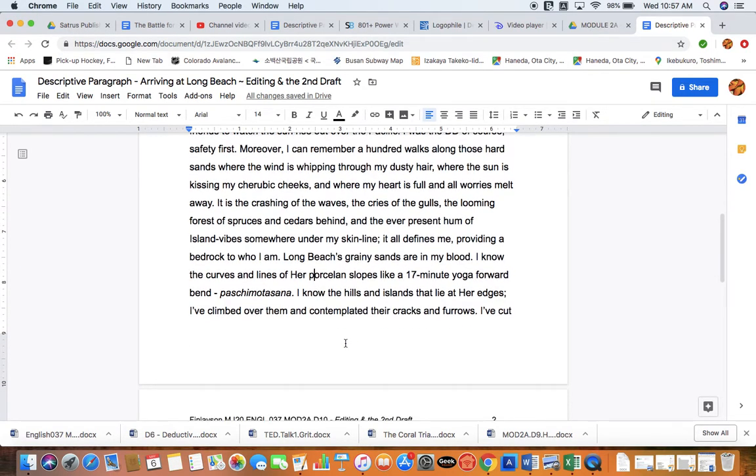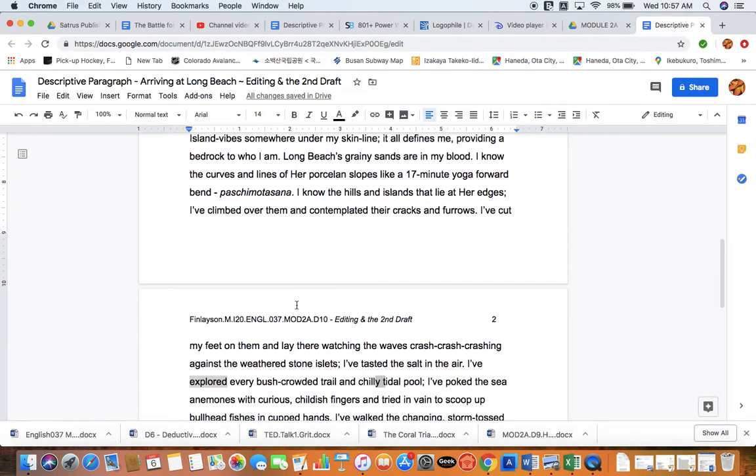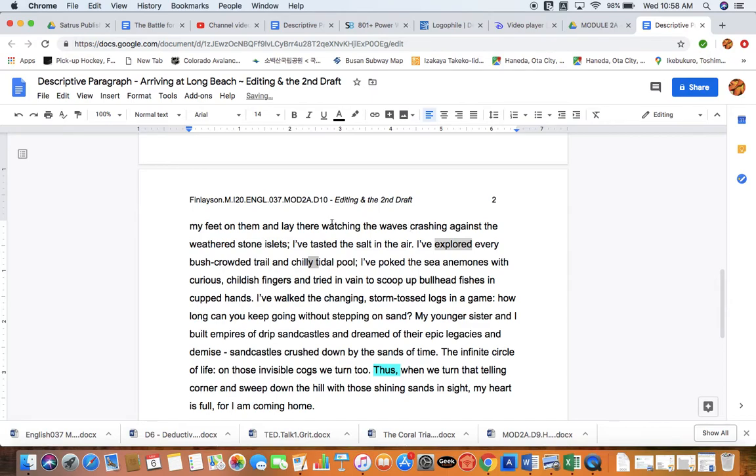I know the curves and lines of her porcelain slopes like a 17-minute yoga forward bend, Paschimottanasana. I know the hills and islands that lie at her edges. I've climbed over them and contemplated their cracks and furrows. I've cut my feet on them and lay there watching the waves crash, crash, crashing against the... This is a bit of a bold writing choice. Some teachers might not like that. Personally, I'm okay with it as long as you've got a reason for explaining it. And yes, the waves do come crashing in repetition, right? But maybe if you wanted to play it safe, you could take it down to a single crashing, okay?